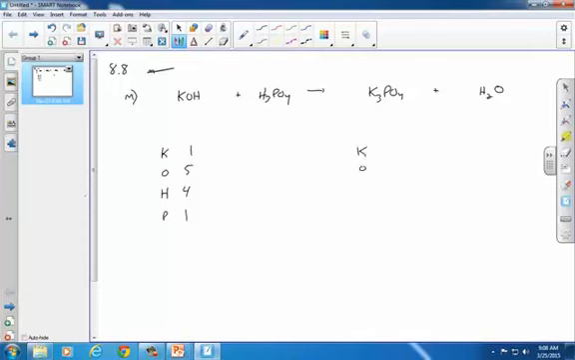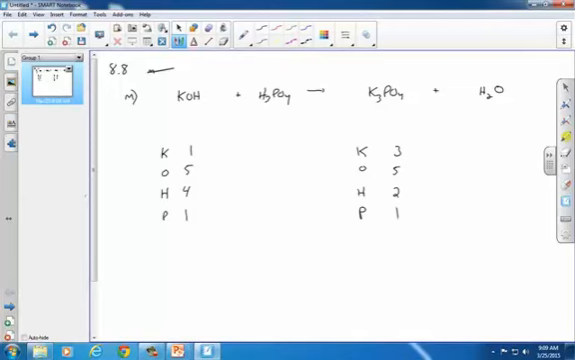So on the right-hand side, I have to have all the same elements. If I somehow created a new element or didn't have one of the elements I originally had, then that's an illegal, impossible reaction. So that would be a mistake. If that happened on the exam, that would be a bad mistake. So here I have 3 potassium, 5 oxygen, 2 hydrogen, and 1 phosphorus.